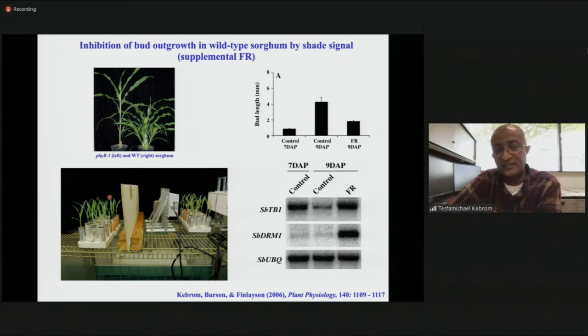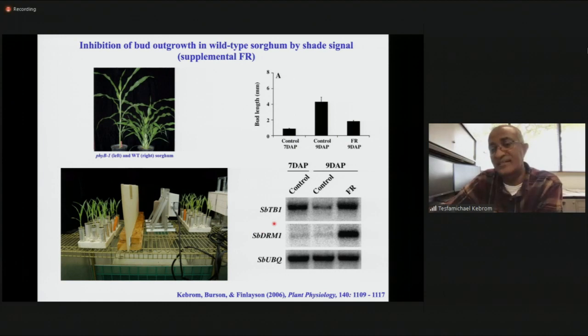That is a photosynthetic light, while I gave to these plants additional far red light, starting at 7 days after planting when the buds were formed. So this is in this plant, okay? What happens is that at 7 days in the control, the length of the bud was less than 1 millimeter. At 9 days in the control plants, it reached about 4 millimeters in length, while in the far red treated plants, the length was 2 millimeters, so the growth was suppressed.